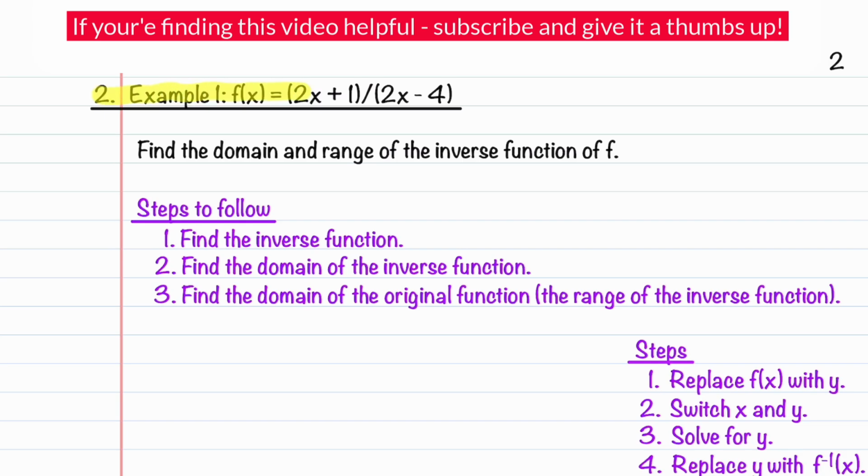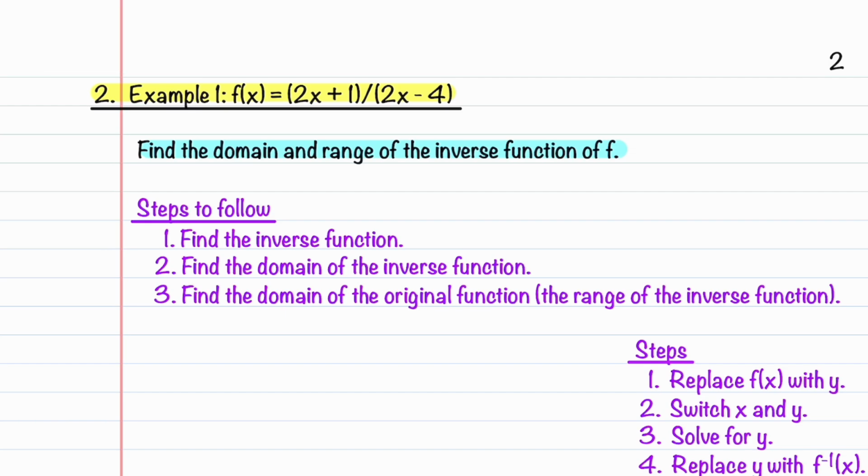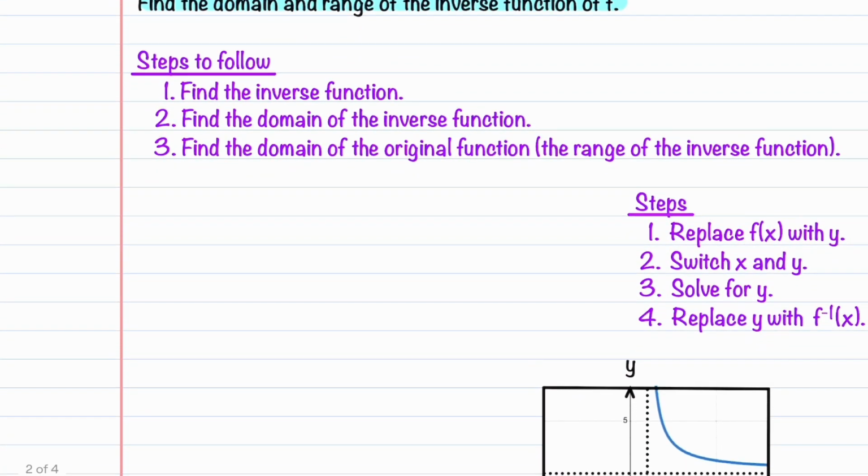In our first example, our function f is a rational function. We're asked to find the domain and range of the inverse function of f. Just to make things easier, I wrote down the steps that we just went over on the previous page so we'll know exactly what to do. Our first step is we're going to find the inverse function. In a previous video, I wrote down steps that you can follow to find the inverse of a function, and I went ahead and put them right here. So we're going to follow those. I'll mark those in blue so you don't get confused.